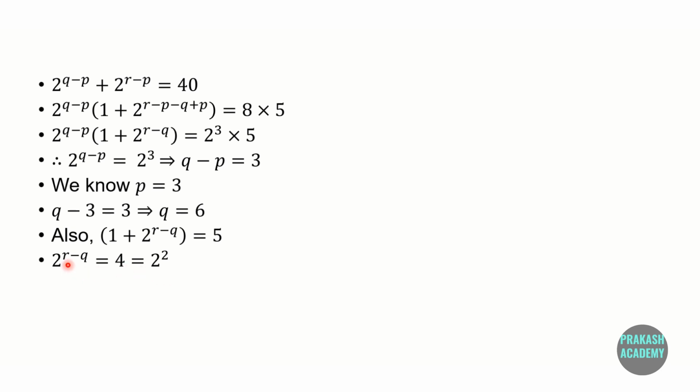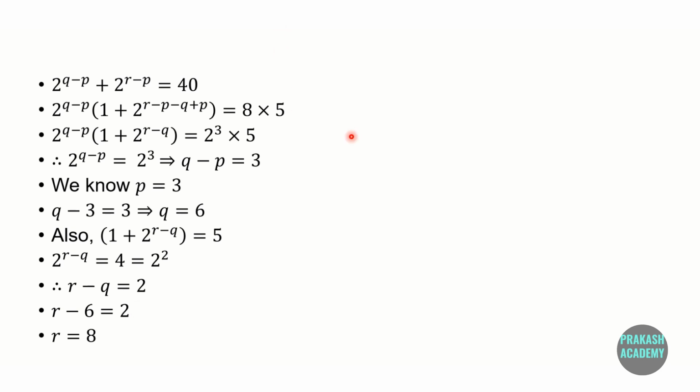I can again compare, R minus Q is equal to 2, because if the base is equal, the exponent has to be equal. So R minus Q is equal to 2. But we already know the value of Q. Q is 6. So R is equal to, I can take this to the right hand side, so this becomes plus. So R equals 8.